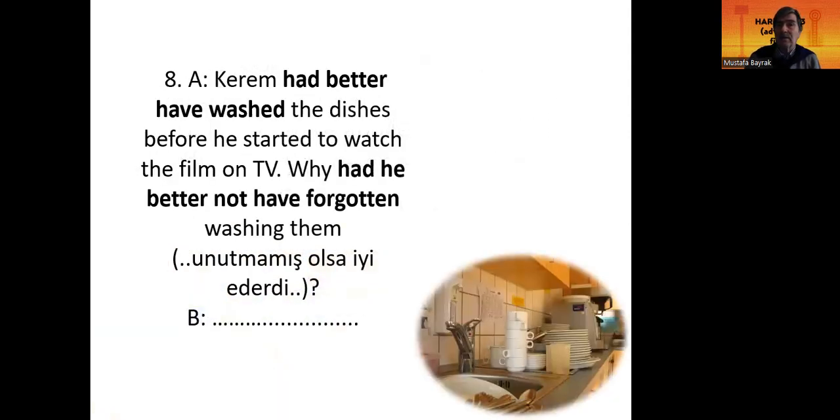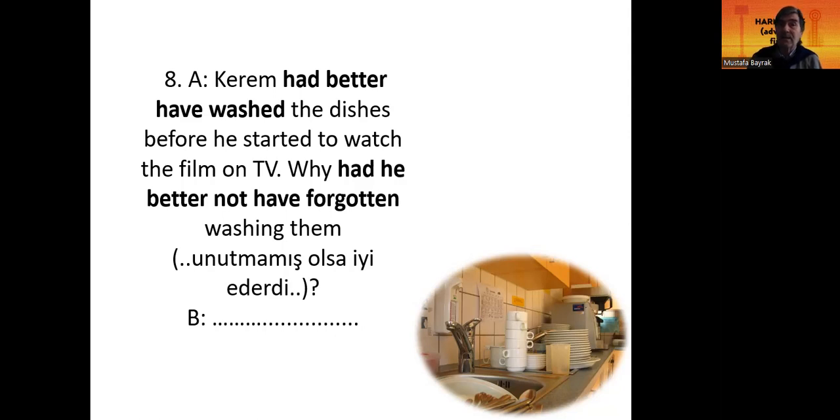8. Kerem had better have washed the dishes. Yeah, had better. Kerem had better wash the dishes. You know, the present form is also possible, present and future. Kerem had better wash the dishes today, verb 1. Kerem had better wash the dishes tomorrow. Okay, but what about talking about the past? Kerem had better have washed the dishes before he started to watch the film on TV.